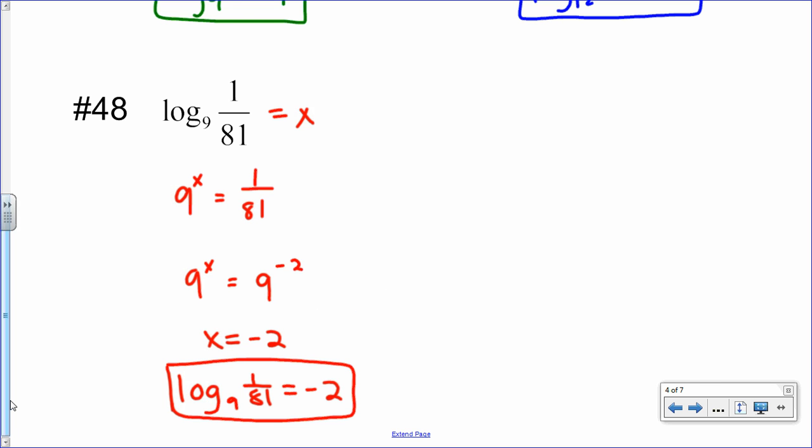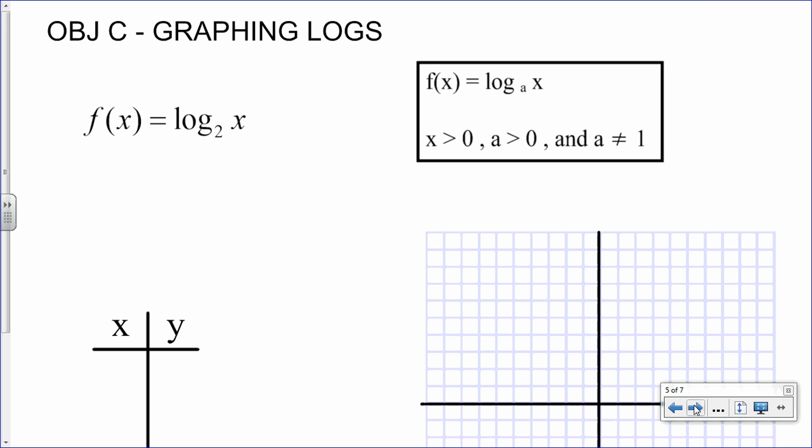All right. So now we're going to talk about graphing some logs. So some of you might need more graph paper. If you do, feel free to take a piece. If you don't, you can pass it on.